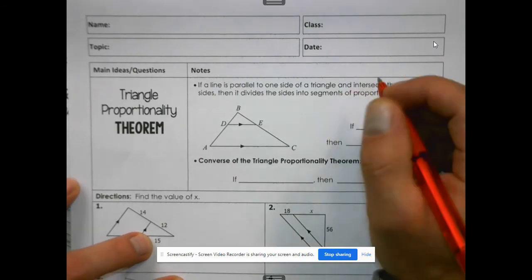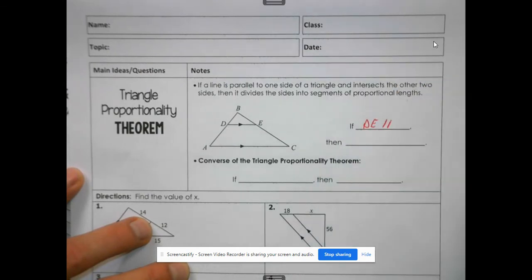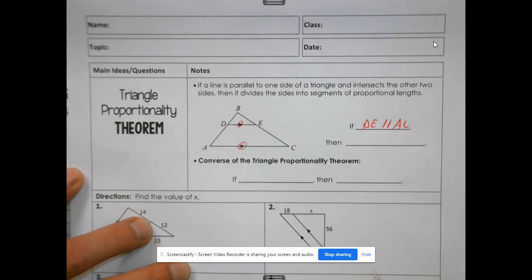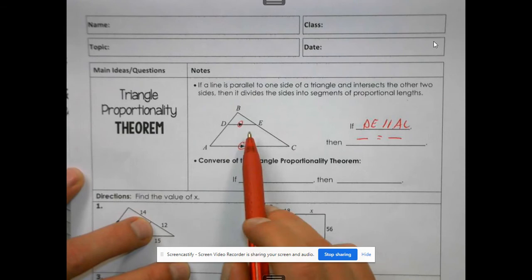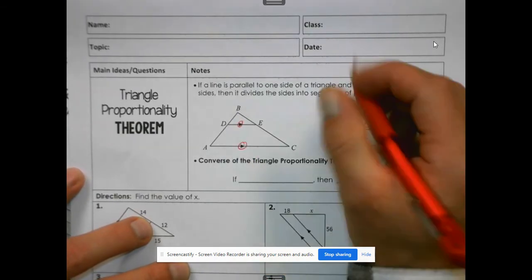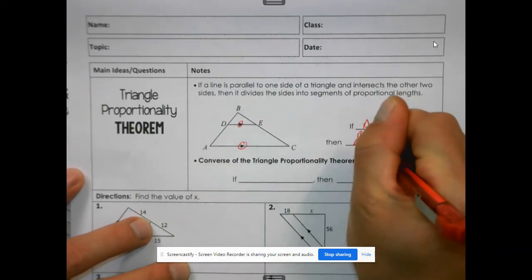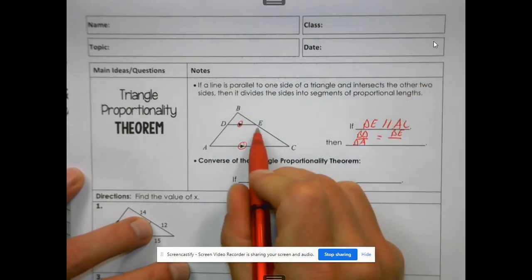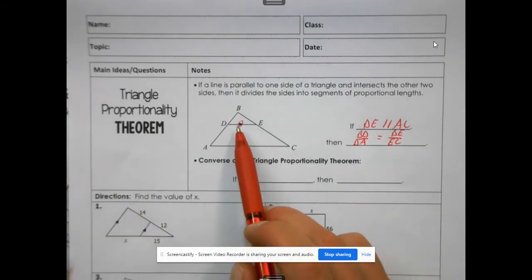Okay, so here we go. So if I know that DE is parallel to AC, so these guys right here, remember these guys are parallel, then I can do this. I can set up a proportion according to the parallel lines here. So for example, I can say DB or BD over DA is equal to BE over EC.